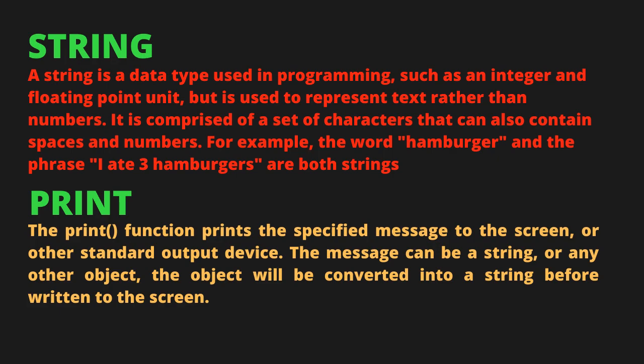A string is a data type used in programming, such as an integer and a floating point number, but it is used to represent text rather than numbers. It is comprised of a set of characters that can also contain spaces and numbers. For example, the word hamburger and the phrase "I ate 3 hamburgers" are both strings.